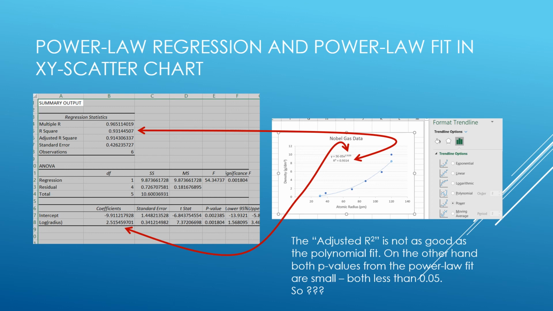So have we answered some definitive question about the dependence of density on the atomic radius for Nobel gases? Not entirely, but that was not really our purpose. Our purpose here was to see what Excel could do, what this add-in regression analysis was capable of, how to interpret some of these things, R², adjusted R², p-values, residuals, residual plots, and I hope I've shown you some of the power of Excel.